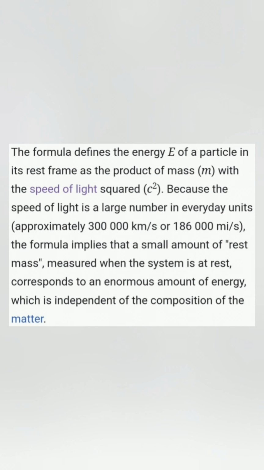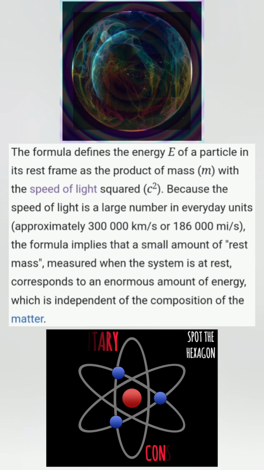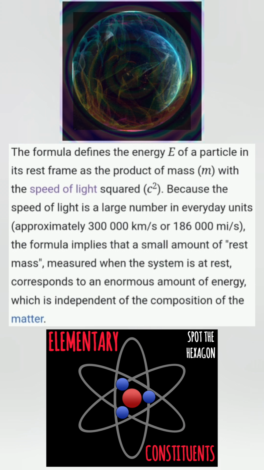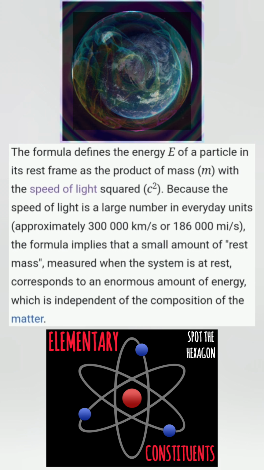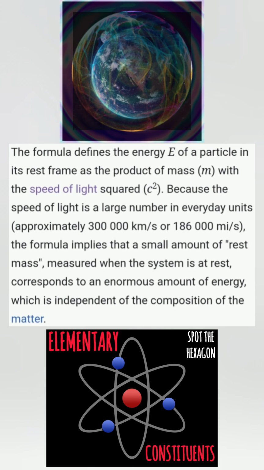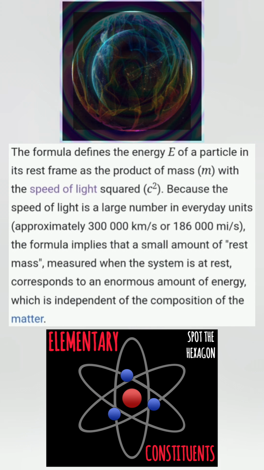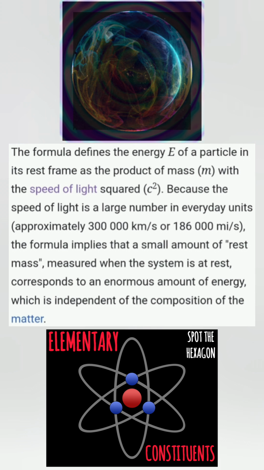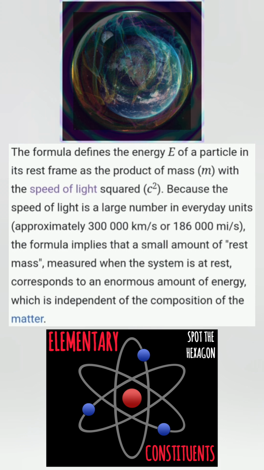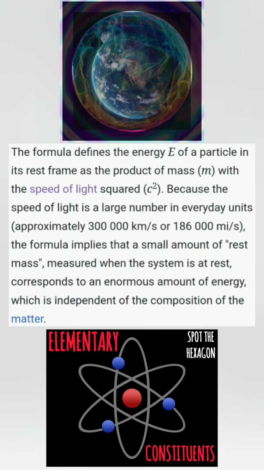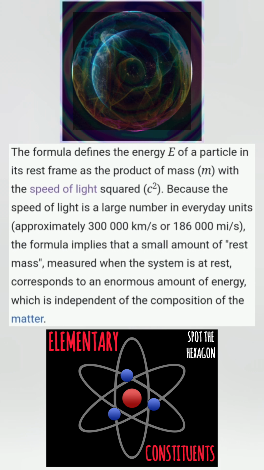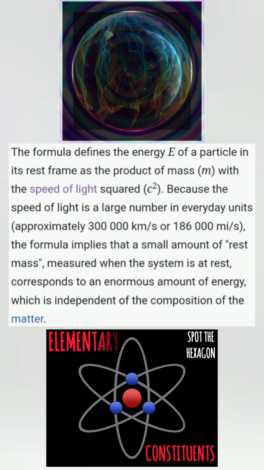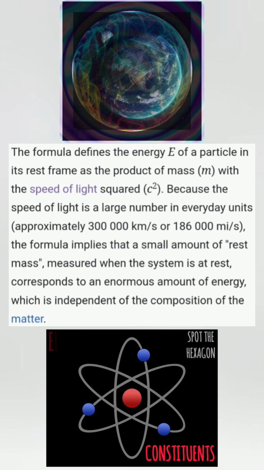The formula defines the energy E of a particle in its rest frame as the product of mass m with the speed of light squared, c squared. Because the speed of light is a large number in everyday units, approximately 300,000 kilometers per second or 186,000 miles per second, the formula implies that a small amount of rest mass, measured when the system is at rest, corresponds to an enormous amount of energy which is independent of the composition of the matter.